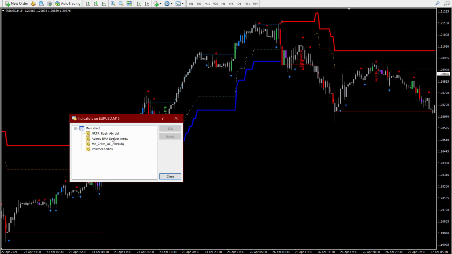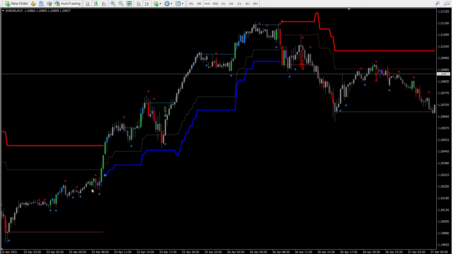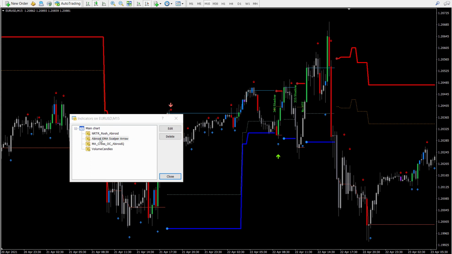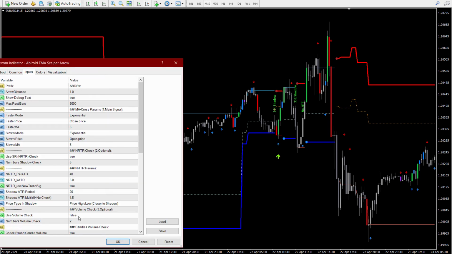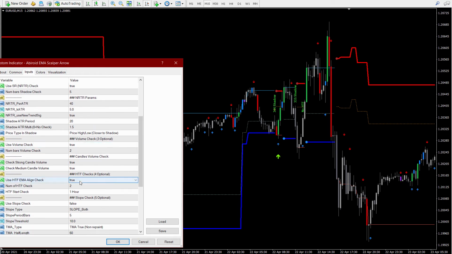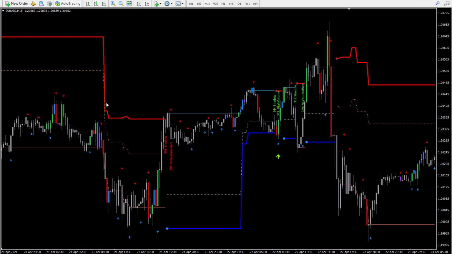Let me set the HTF to false. So HTF check is very useful when you are looking for a much higher trend, and these kinds of signals where volatility is low. For avoiding these kinds of signals, you can always set the volume check to true. And you can keep the HTF check false if you're just scalping. If you would like much higher trends, then you can set it to true.